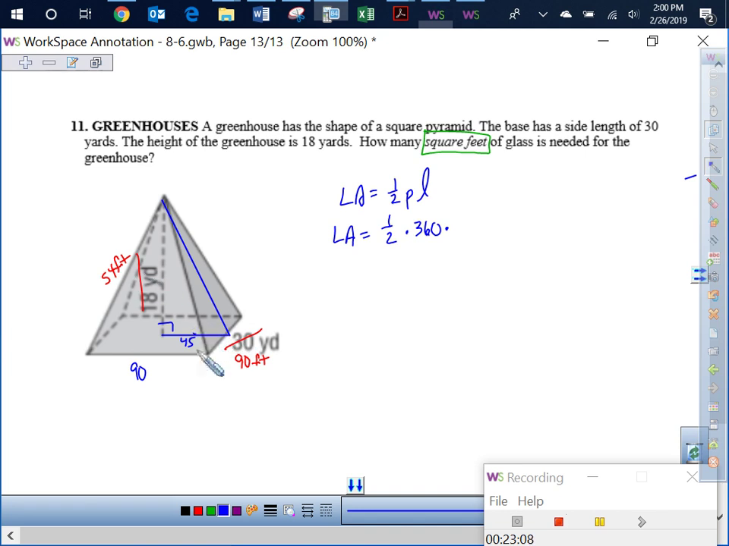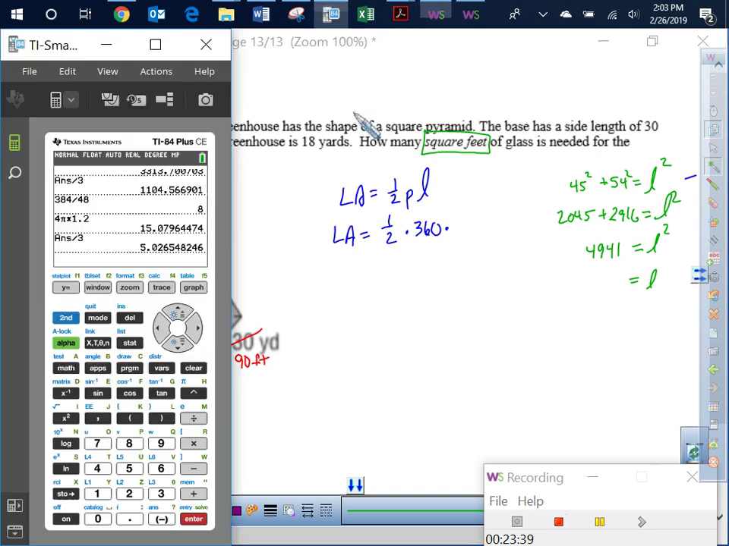So it's Pythagorean theorem time. Off to the side we go. 45 squared plus 54 squared equals L squared. Remember, we're trying to find the slant height, so we'll use the L. And I'll let you find L for me. 2025 plus 2916. Add those up, and I get 4941. Slant height squared. So I'll square root that. I wonder if that's a perfect square. Does the square root of 4941 come out nice? Nope.